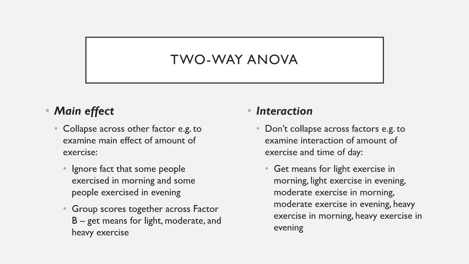The interaction, on the other hand, is going to be when you don't do any of this collapsing. It's when you look at those 6 means for all the 6 cells independently. Again, as I mentioned before, you can figure out that there's an interaction by basically looking to see whether or not one of those 6 bars looks much different from the other.